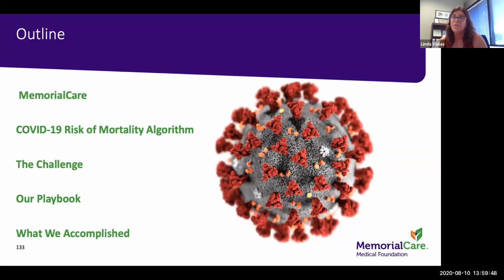So I want to just do a brief outline. I'd like to frame who Memorial Care is, where we sit in the state, how we work. Then I'd like to spend a lot of time on the mortality algorithm. I want to talk to you about the challenge that Gwen and I were given, the ability to have all this data to work with. I wanted to give a playbook. I realize there's many different backgrounds and clinical practice settings, so can you take this and make this work for your setting? That would totally be my goal here. So I'll have that for you.